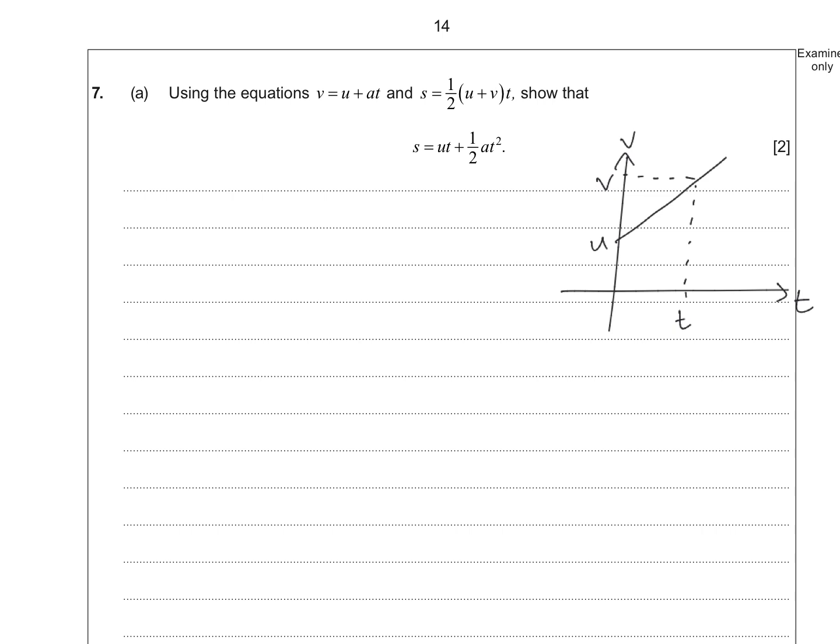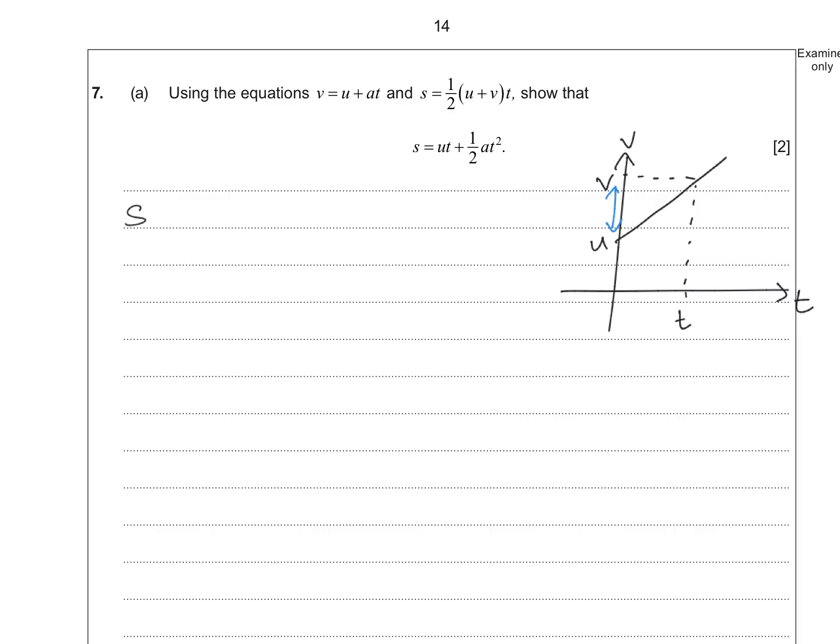The second one comes from the area under that graph, and then the first one is the final speed is equal to the initial speed plus the gradient of this line times the time interval. So a times t actually tells us in this case what that height is there. You would probably derive that first one by finding an expression for the gradient of this line and then rearranging to make v the subject. But that's not actually what this question is asking. It's asking us to prove s equals ut plus half at squared.